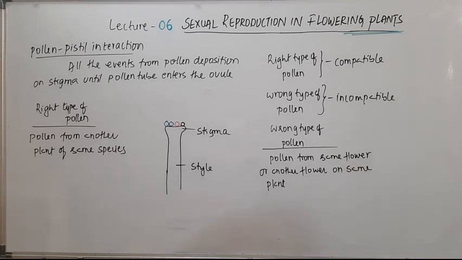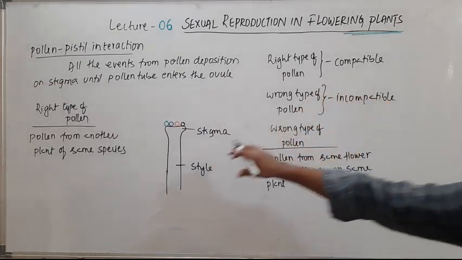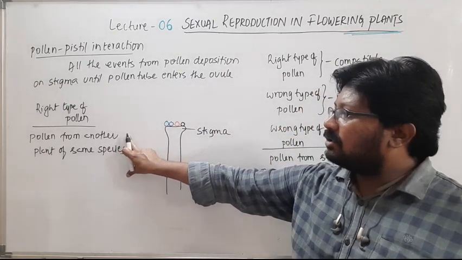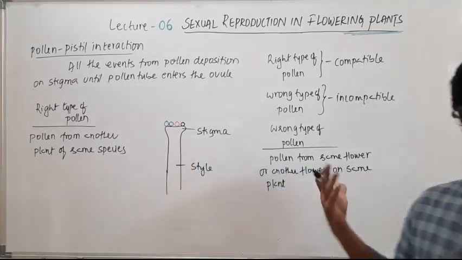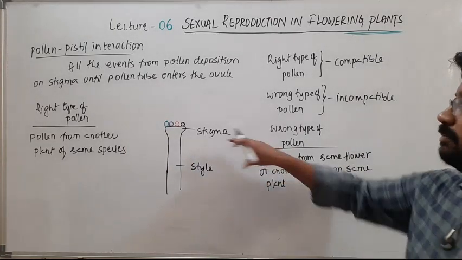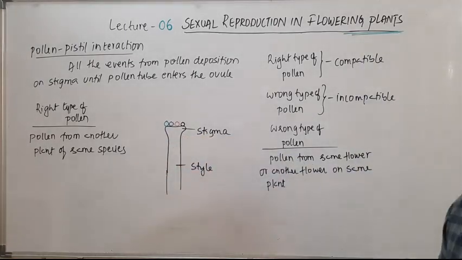So of course on a stigma, the pollen from the same flower, the pollen from another flower on the same plant, and the pollen from another plant, belonging to the same species or maybe of a different species, will be settling on this stigma.